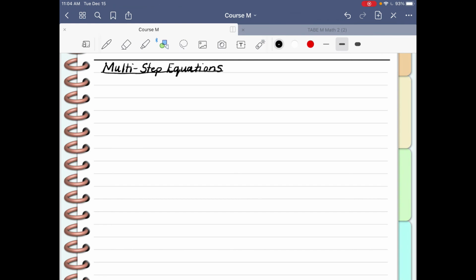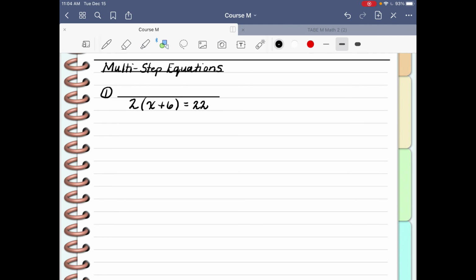And let's try some of these. Number 1. Let me find them where I wrote them down. There are 10 of them. So the first one is 2 parentheses x plus 6 parentheses equals 22.